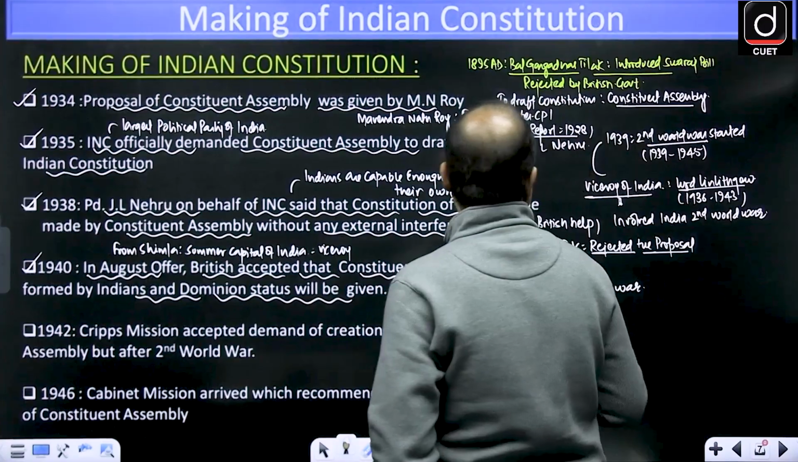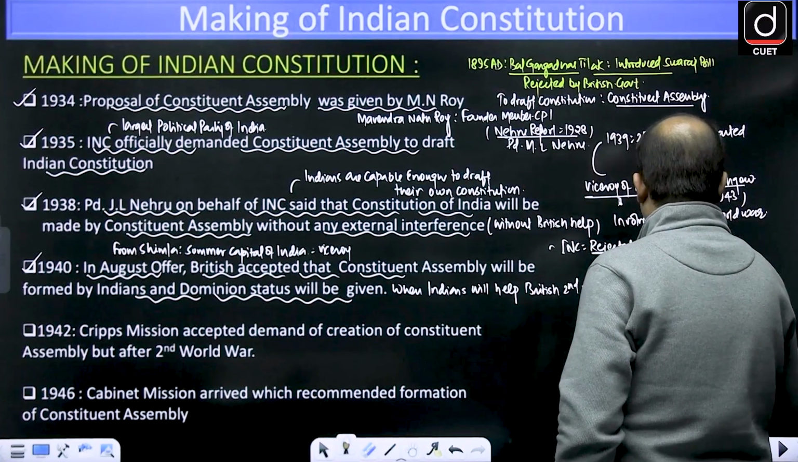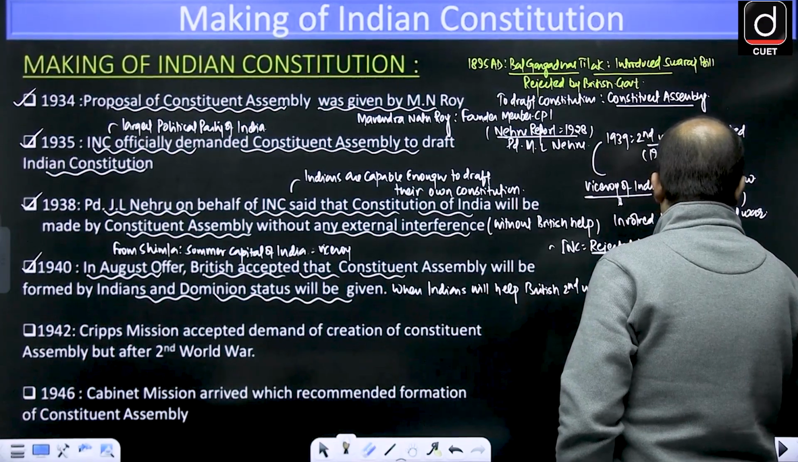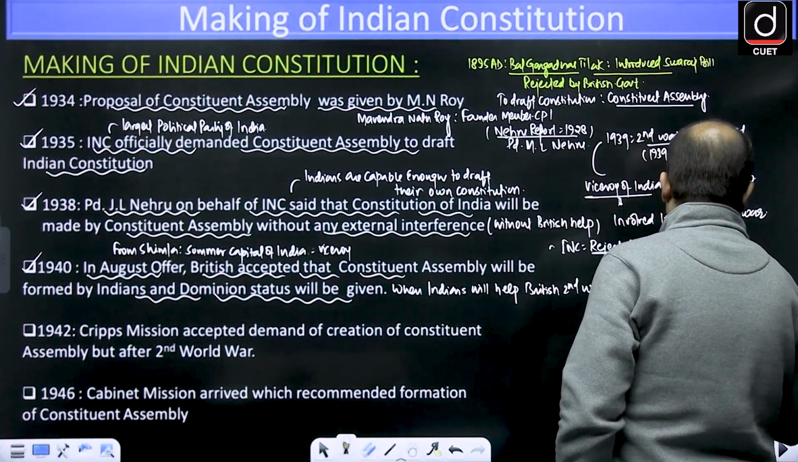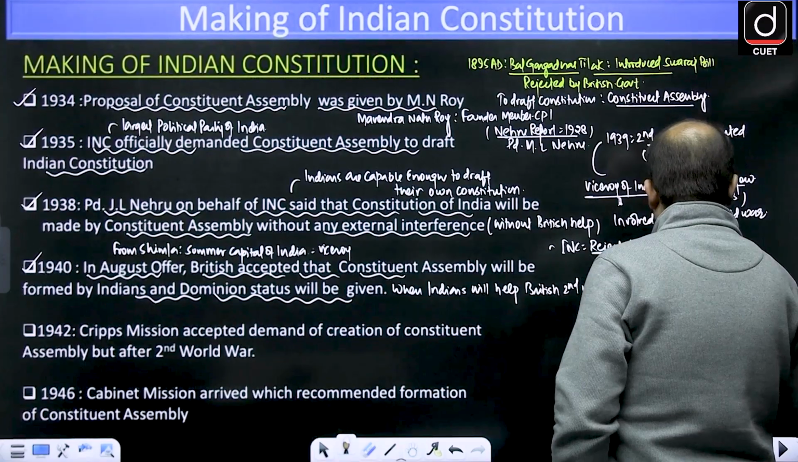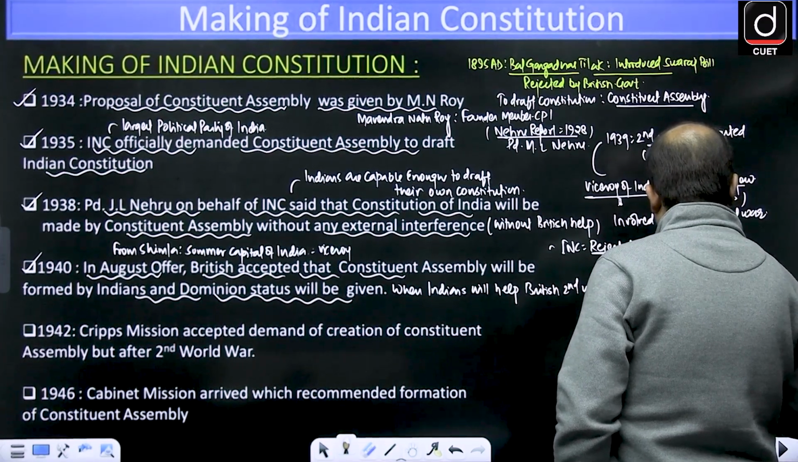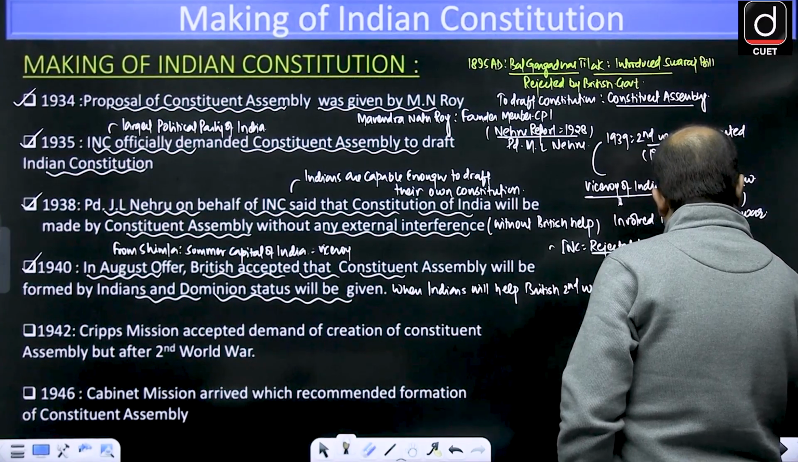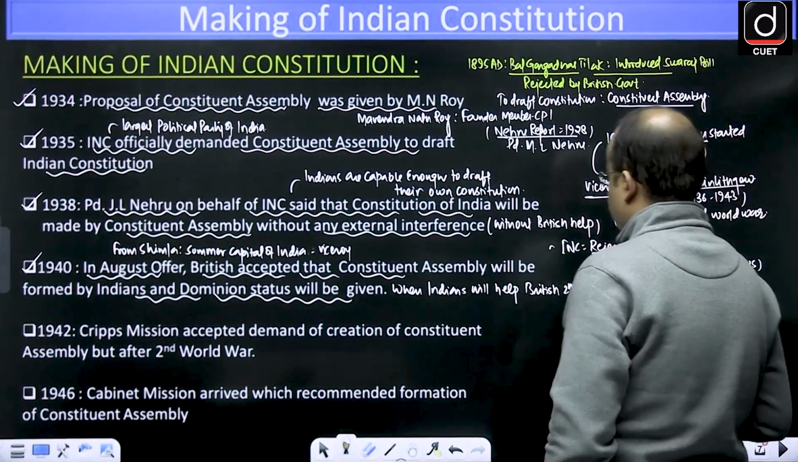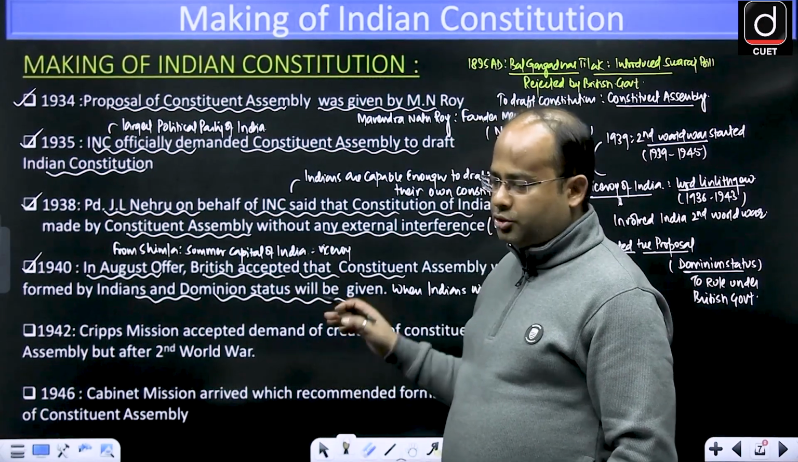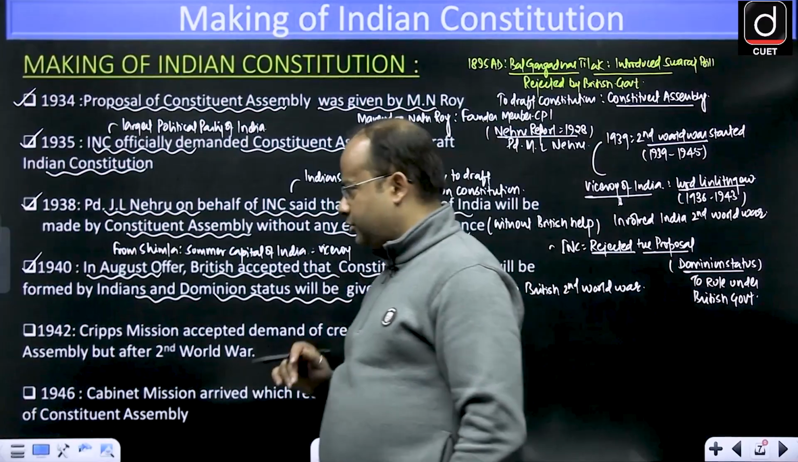Now what is dominion status, guys? Dominion status means to rule under British government. To rule under British government. So once the Second World War is over, you will again forget your promise. So Congress rejected this proposal.